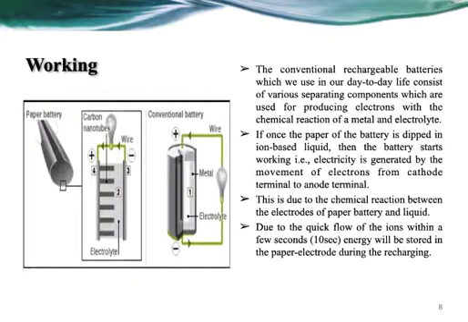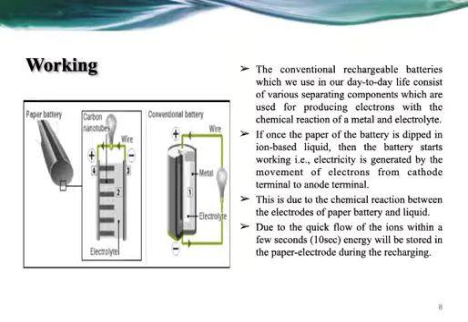Here we can discuss how a paper battery works. The picture shows diagrammatic representation of flow of charges in conventional battery and paper battery. Conventional rechargeable battery which we use in our day-to-day life consists of various separating components which are used for producing electrolytes with chemical reaction of metal and electrolyte.